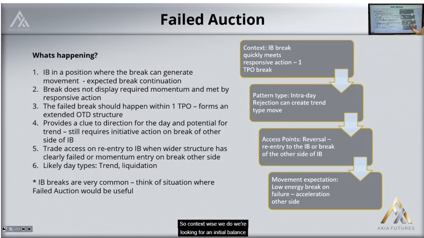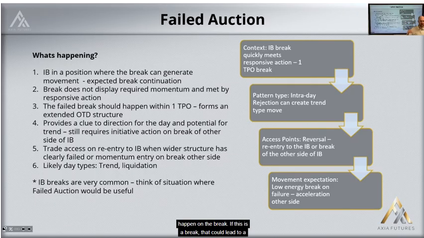So context-wise, we're looking for an initial balance break, but you quickly need to get responsive action, and typically you're only going to have a 1 TPO break, so a little spike through the high or through the low. You should be going into any initial balance break with the expectation of what should happen on the break.